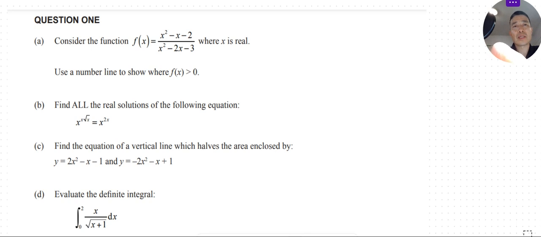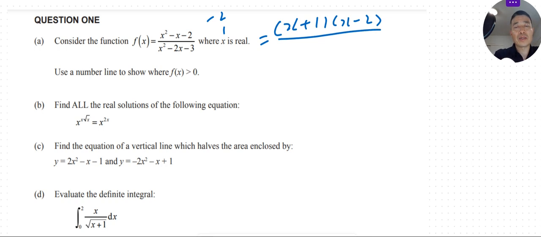So the numerator, -2, 1, right? So it goes x plus 1 times x minus 2, over the denominator, 1, -3, right? So x plus 1 times x minus 3. Now we can cancel out x plus 1, and knowing that x can't be -1, right?